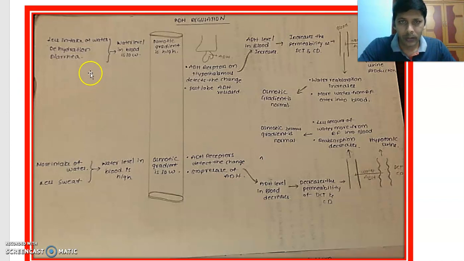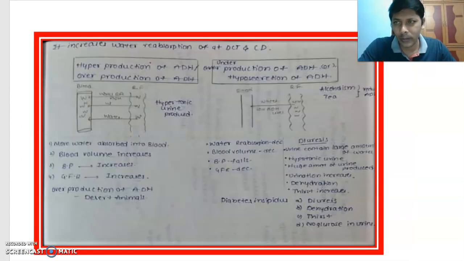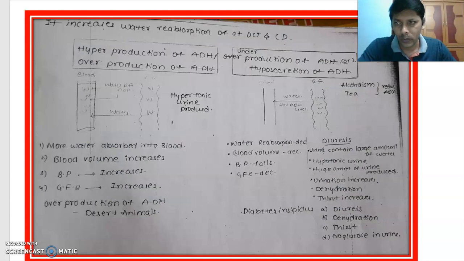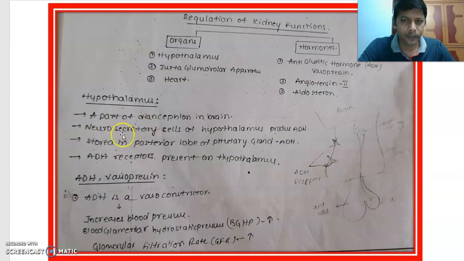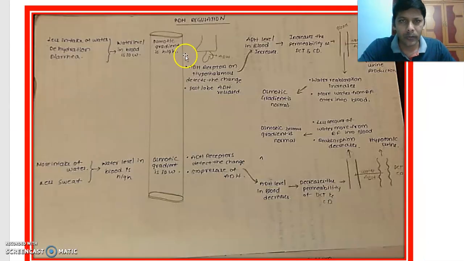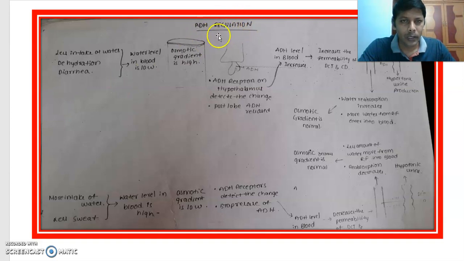Okay, in this part, we are going to learn ADH regulation. What is the full form of ADH? Anti-diuretic hormone, which is also called vasopressin. We learned about that in the previous part. ADH, anti-diuretic hormone, is also called vasopressin. What is the function of this ADH hormone? How does it work? ADH regulation.